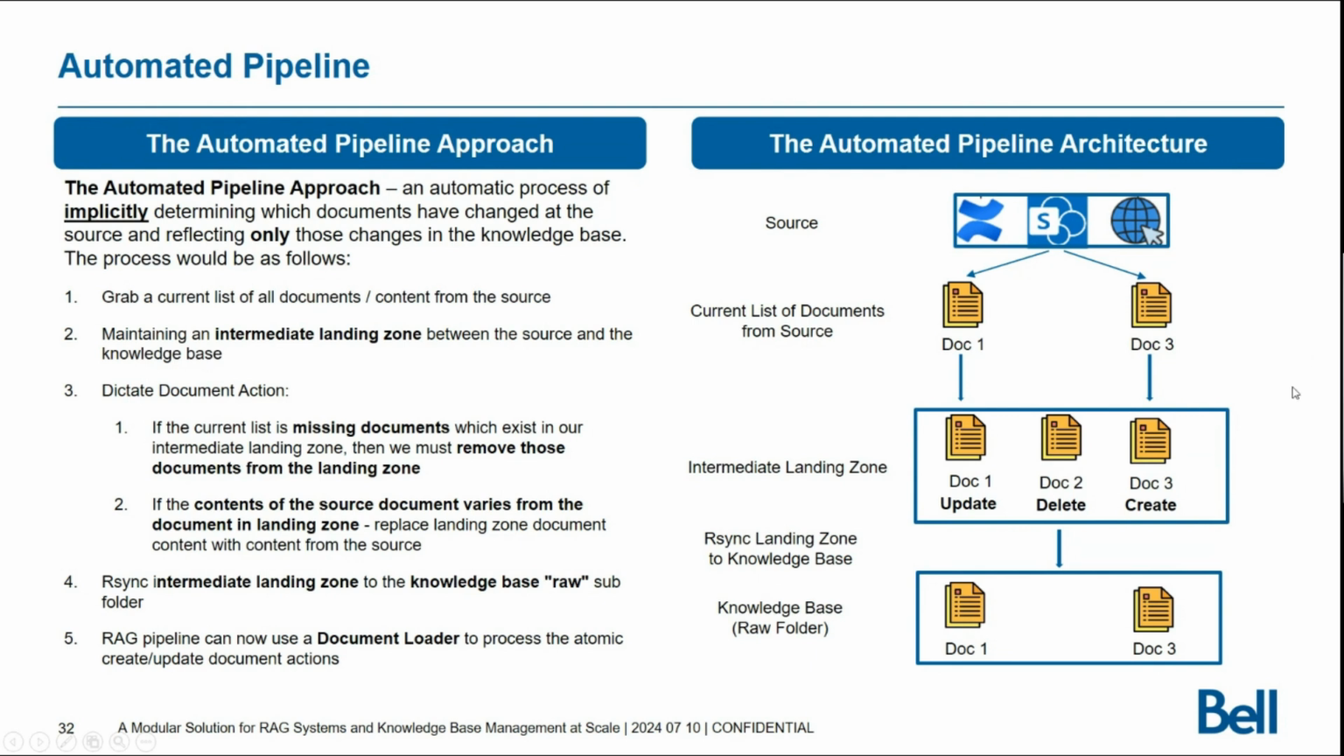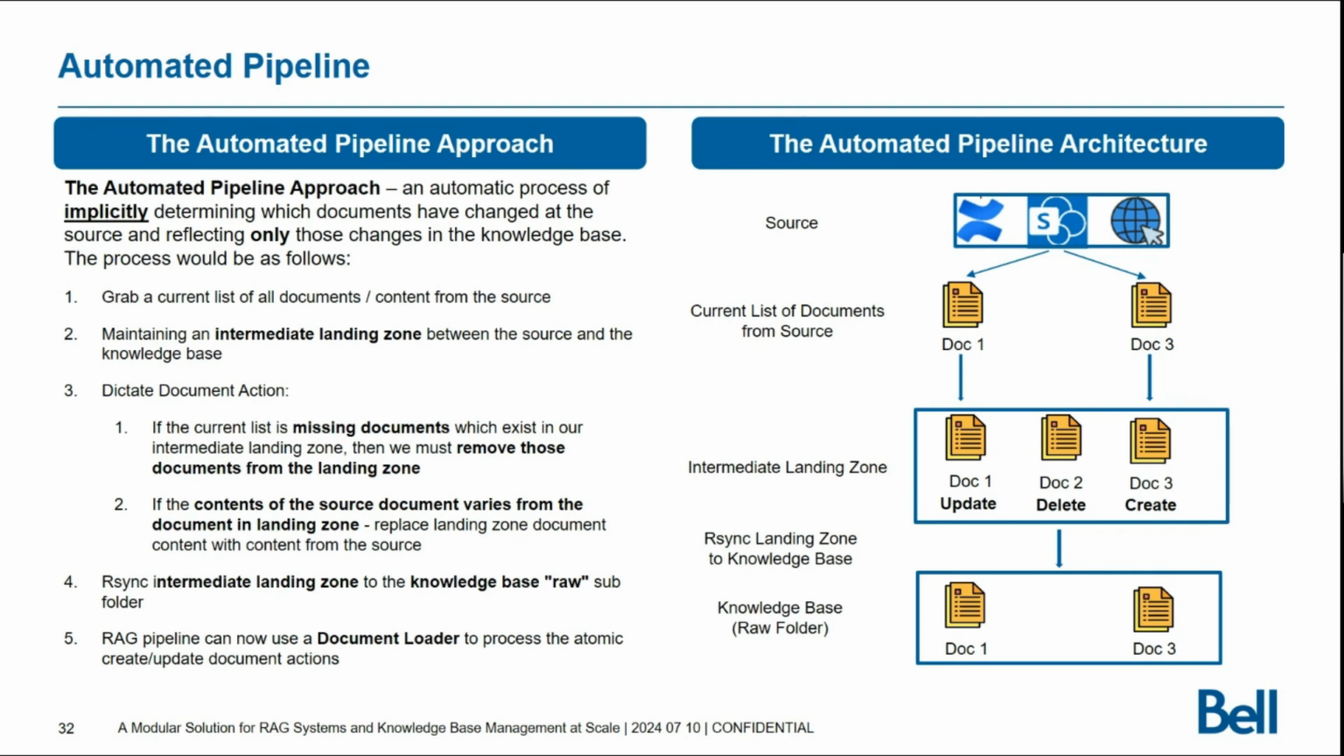Once your intermediate landing zone is synced with your source, you perform an rsync to your knowledge base. An rsync will only make changes to the documents which have in fact changed. So it will remove documents that don't exist in the landing zone anymore, and update documents which have either changed in size or have a different creation date. And then by doing that, I can point my document loader, which is my pre-processing step, to my raw documents, and I can do those atomic updates that I've been trying to stress throughout this entire presentation.